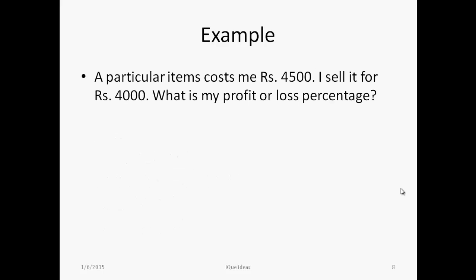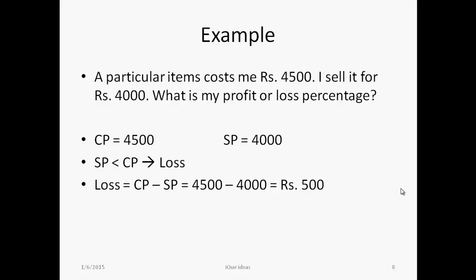Similarly, if a particular item costs me rupees 4,500 and I sell it for rupees 4,000, then what is my profit or loss percentage? Well, in this case, my cost price is 4,500 while sale price is 4,000. As my sale price is less than my cost price, I have incurred a loss. Now this loss in terms of rupees is the difference between my cost price and sale price, which is rupees 500. 500 is what percentage of my cost price, that is rupees 4,500.